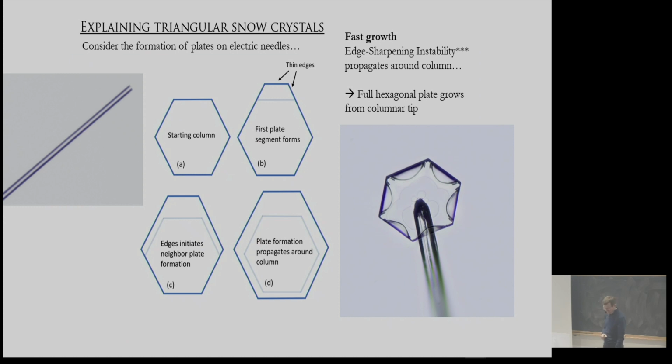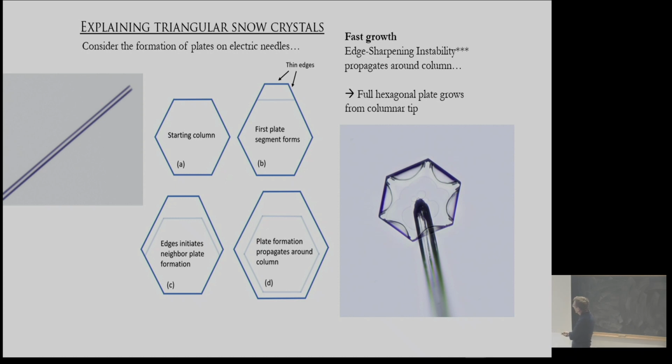And so I started thinking about this. Well, I've been thinking about it for a long time because it's been a puzzle. I want to look at when we make a plate on a needle. So we're going to start with a needle, and we're going to make a plate. Formation of plates on electric needles. This is normal growth. After you make the needle, you make normal growth.